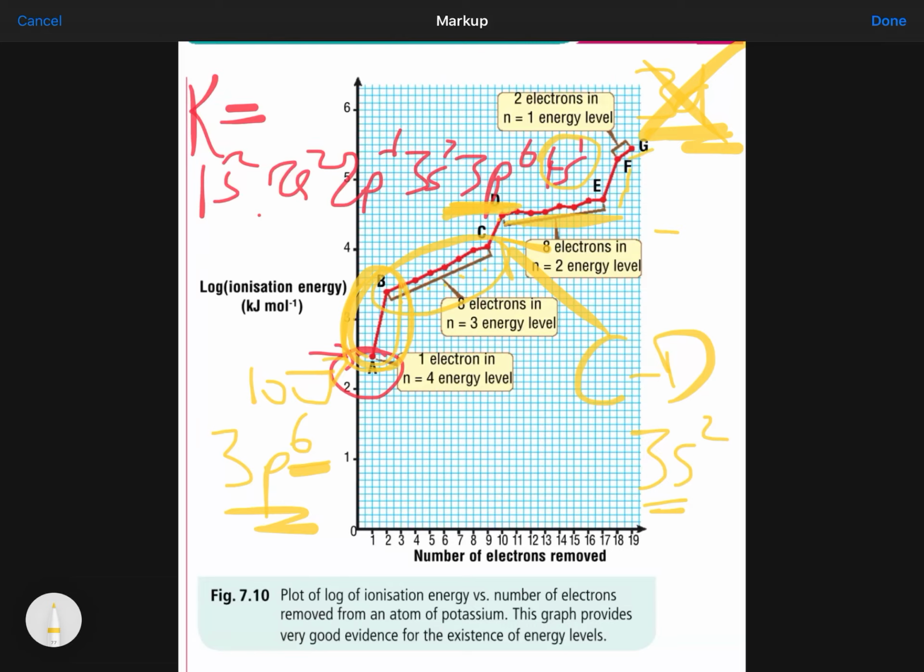So the fact that you see sudden jumps or rises in ionization energy values is evidence for energy sub-levels. And, you know, because full sub-levels are more stable, you see a big jump when you're going from one sub-level into another full sub-level.